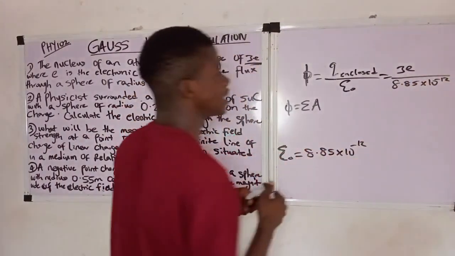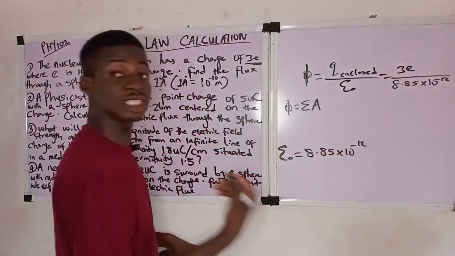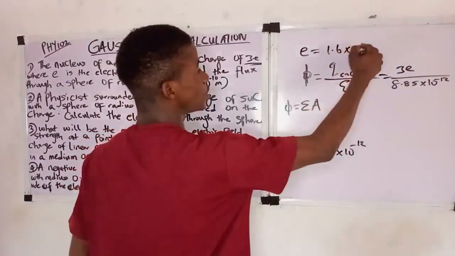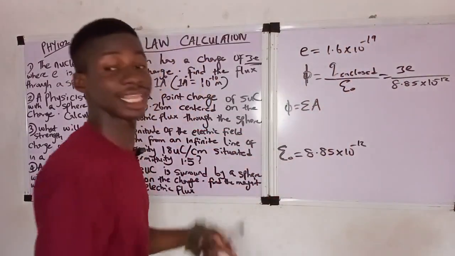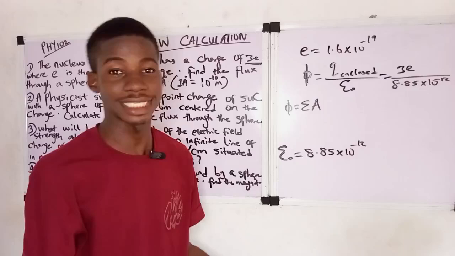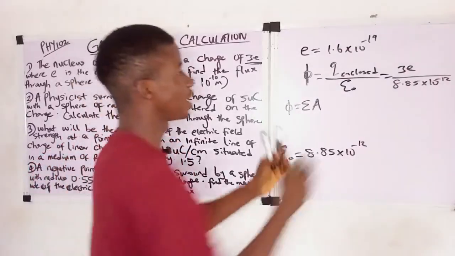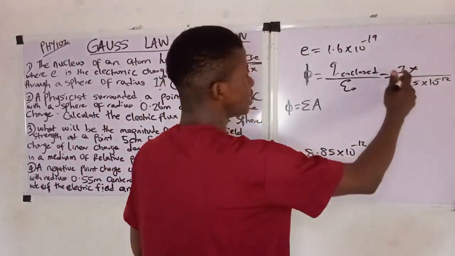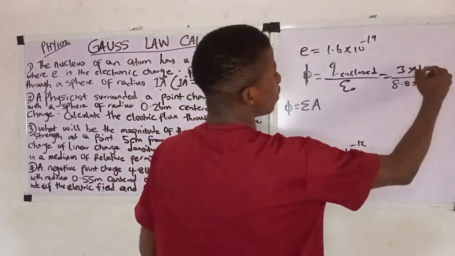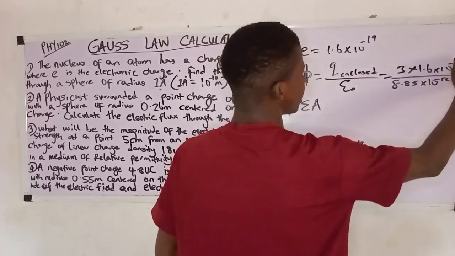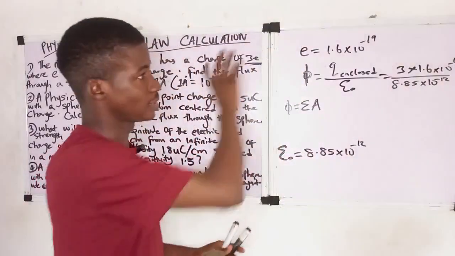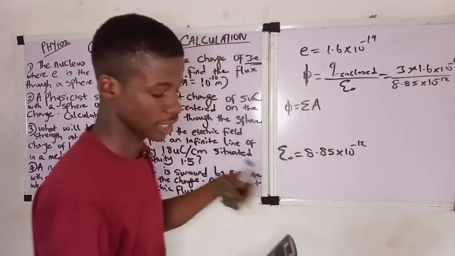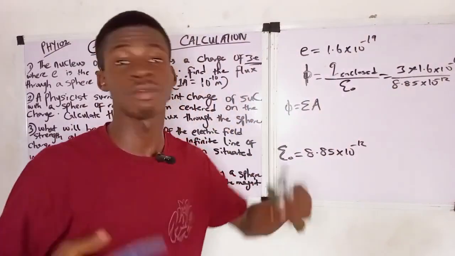Remember, e, which is the electronic charge, is 1.6 times 10 raised to power minus 19. So multiply it by 3: 3 times e is 3 times 1.6 times 10 raised to power minus 19. Simple. Just take a calculator and you get your flux instead of going through this long process. That is if they ask you to calculate for flux.